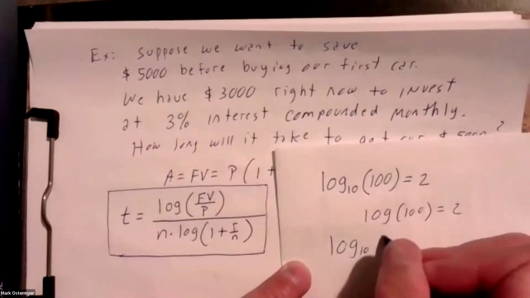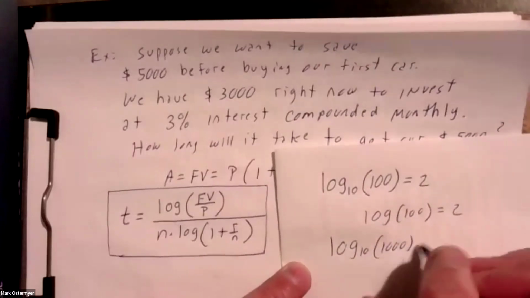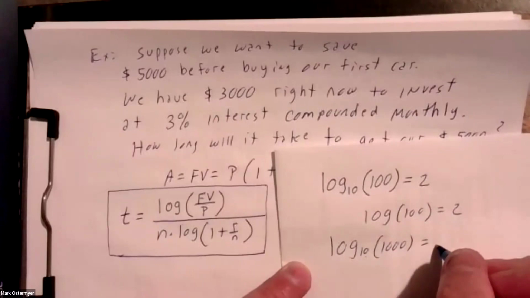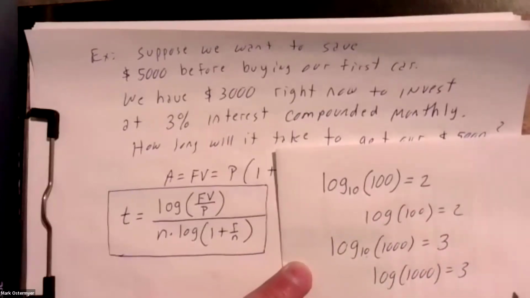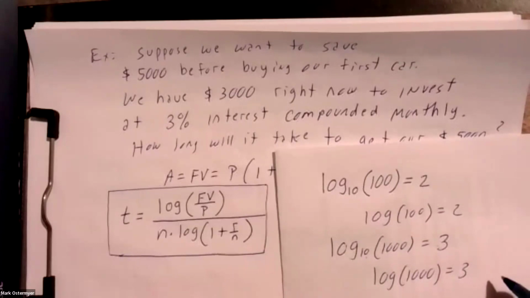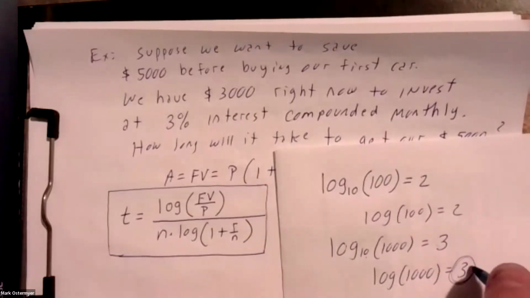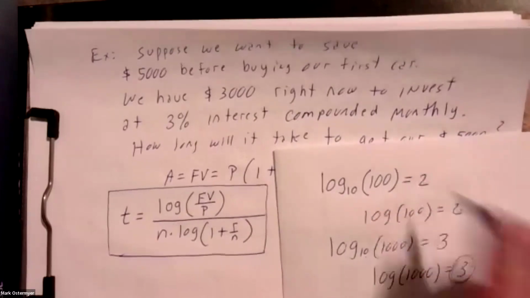What would be log base 10 of 1,000? What power do you have to raise base 10 to give you 1,000? 3. So if you take log of 1,000 on your calculator, it better report 3. That's basically what a logarithm is. It's an exponent. When you take the log of a number, it's equal to an exponent.